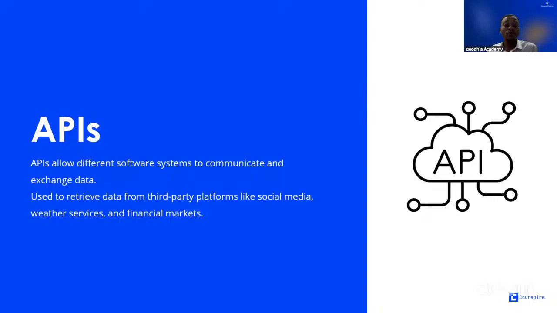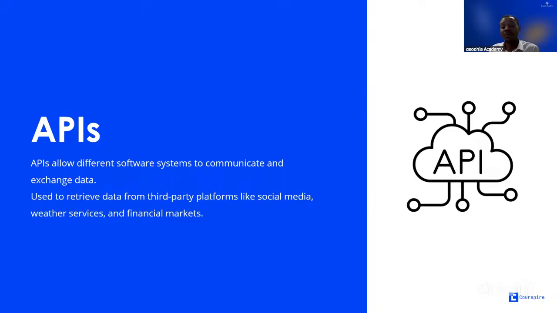Another way of getting information, or where data come from, is APIs. APIs is short for application programming interface. Now, this is for people who are maybe tech savvy. But APIs allow different software systems to communicate and exchange data, used to retrieve data from third-party platforms like maybe social media, weather services, and financial markets.